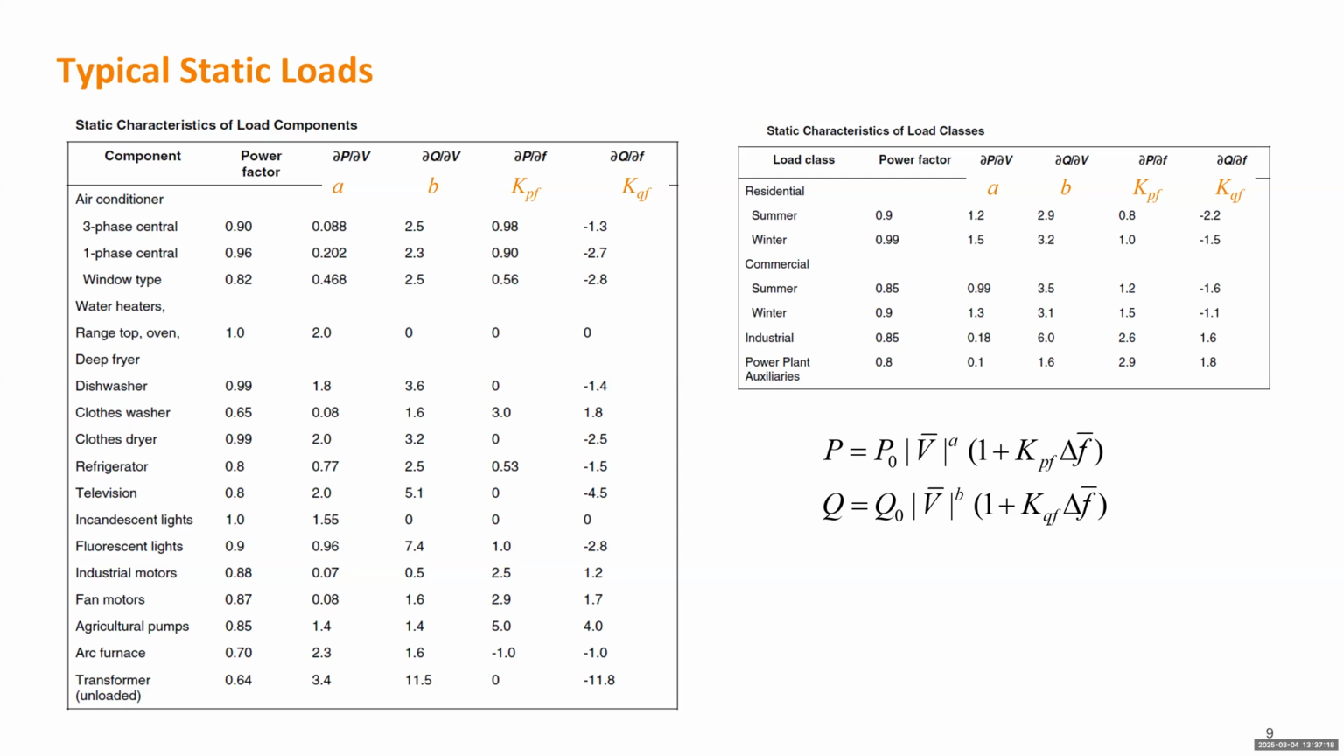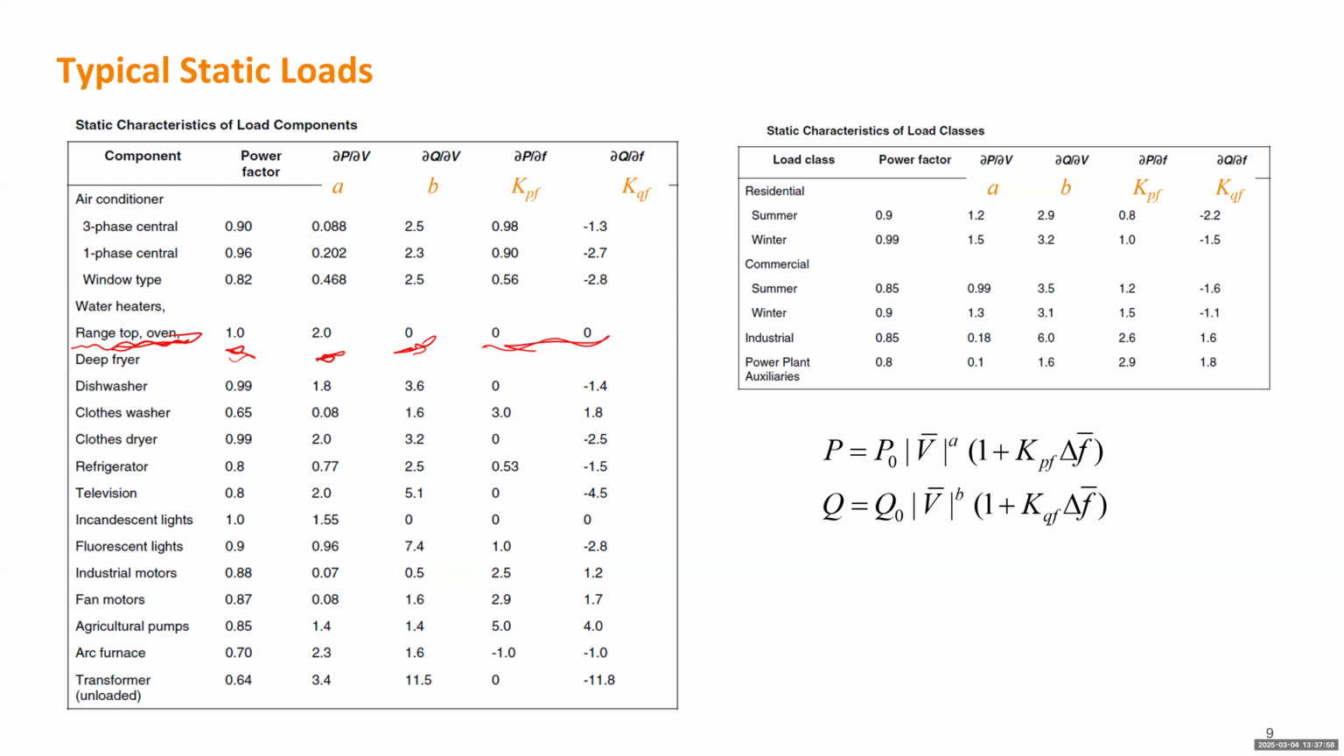There are two tables which show some typical values of power factor, like A, B, and KPF and KQF. It may be too small to read, but if we pick, for example, an oven, the power factor is 1 and A is 2. A equals 2 means it's a constant impedance load, and B is 0. It doesn't have reactive power and doesn't depend on frequency. So this is simply a resistive load.